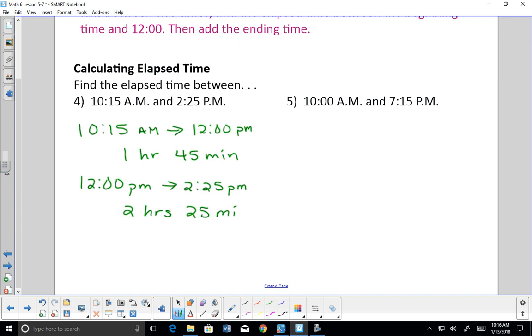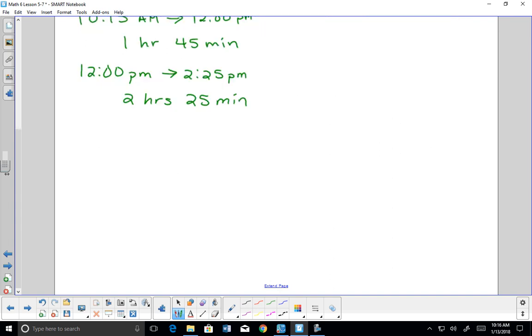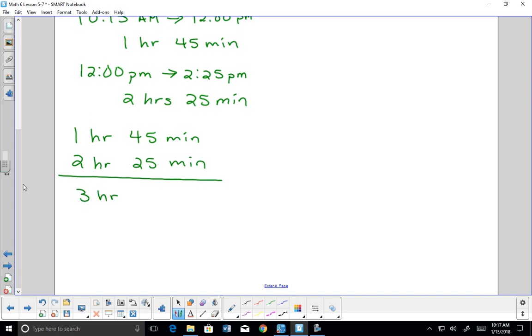So we need to add 1 hour and 45 minutes and 2 hours and 25 minutes. We need to add those together. 1 hour plus 2 hours is 3 hours. 45 plus 25 is 70.